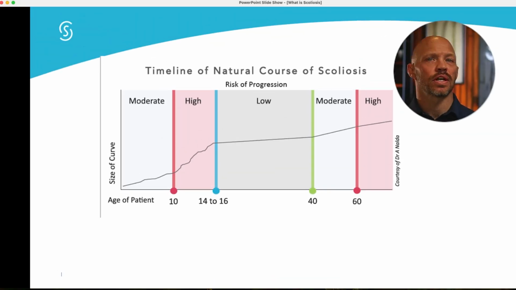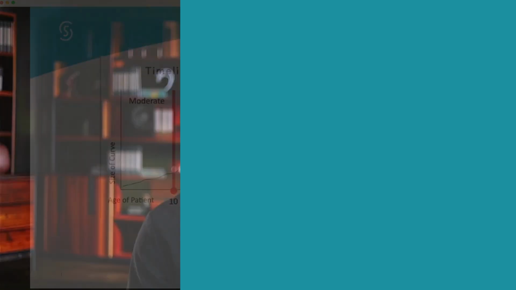But the size of the curve is not the only thing we look at. We also look at the location. For example, when we look at curves in the thoracic spine, they are less likely to progress rapidly than curves in the thoracolumbar or lumbar spine once someone is done growing. Some other things we want to look at are osteoporosis or other metabolic conditions that can increase the rate of progression later on in life.